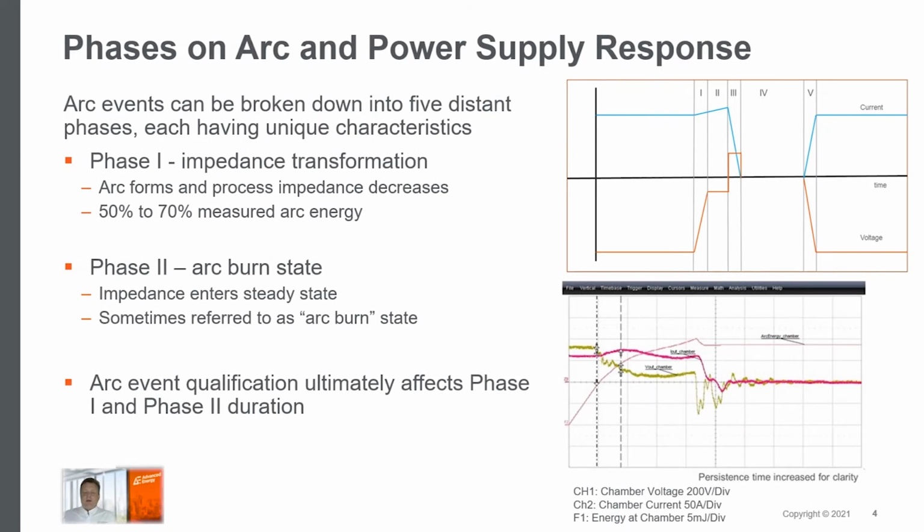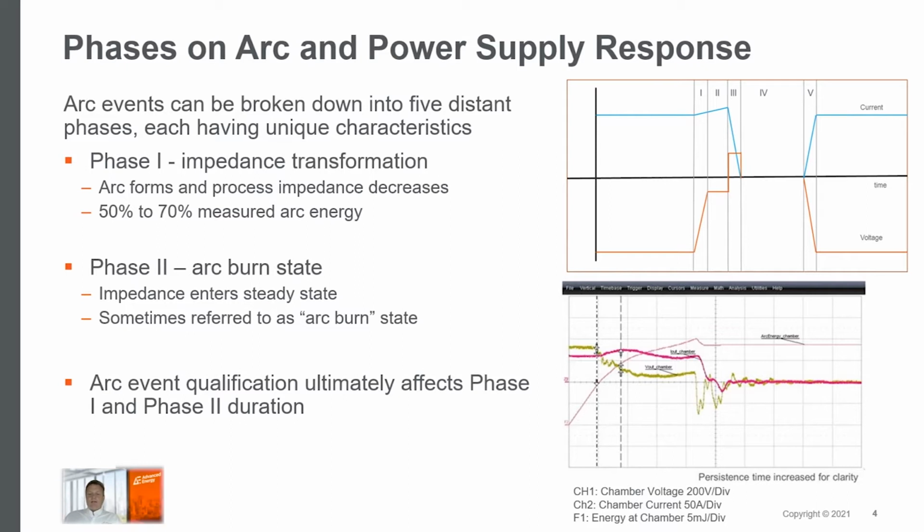We're introducing some phases for the arc. There are 5 phases. The power supply arc detection and reaction features are designed to respond to each of these and control them. Initially, the first 2 phases are the formation and the impedance transformation of the arc and the arc burn voltage in the first 2 phases.